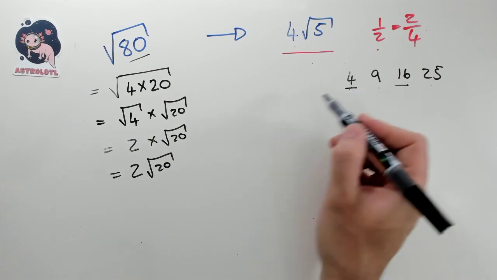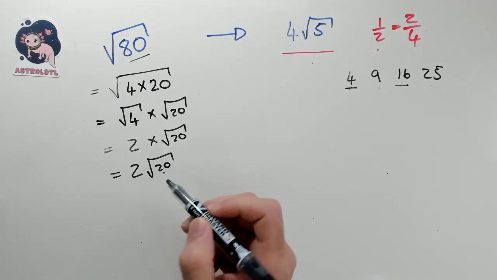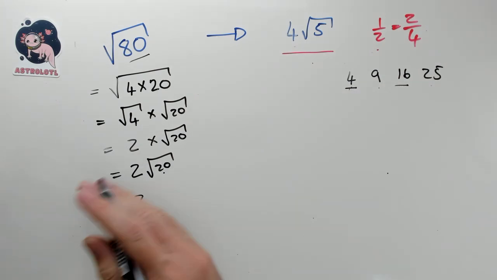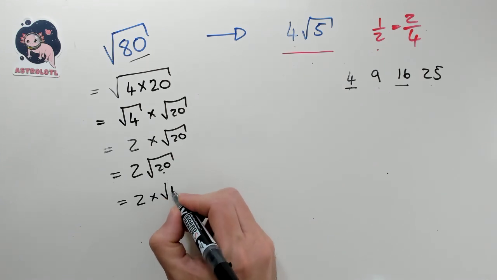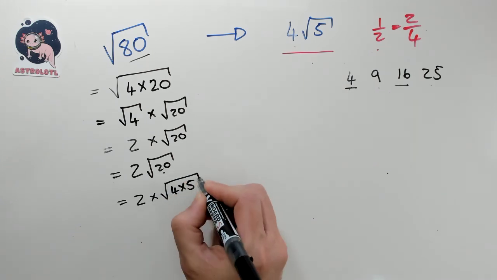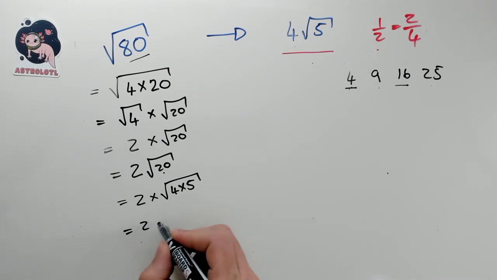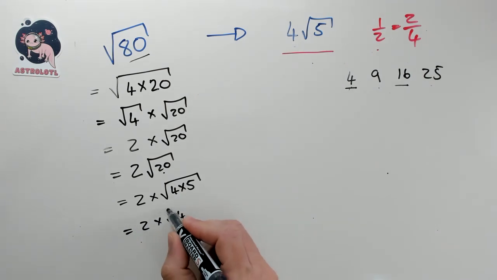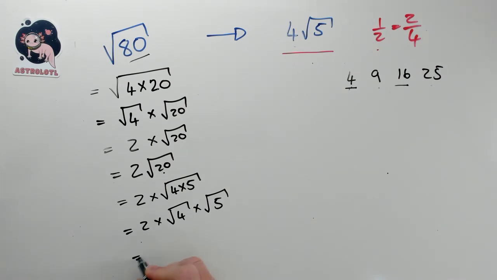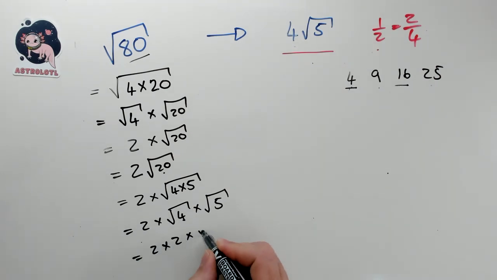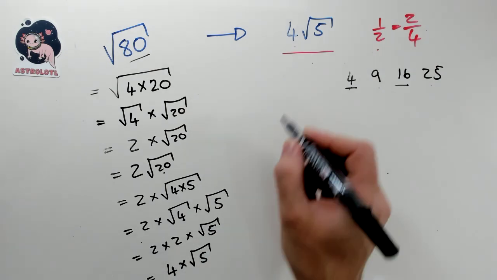But I know 4 can also go into 20, so I can do the same thing. Let's split it up again. This is going to be 4 times 5. And this is 2 times, remember only with multiplication you can split these like this. And again, this is 2. So it's 2 times 2 times the square root of 5, which is 4 times the square root of 5.